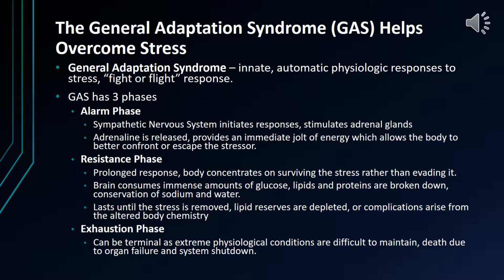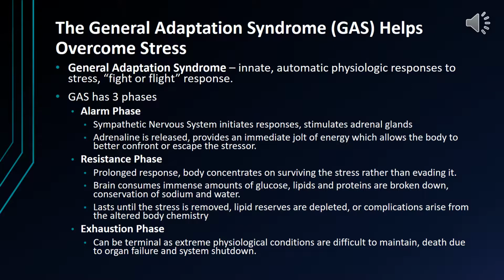Now we're going to go on a little detour and talk about general adaptation syndrome, or GAS, which helps us to overcome or deal with stress. General adaptation syndrome is an innate, automatic, physiological response to stress, which is also referred to as the fight or flight response. GAS occurs in 3 phases. In the alarm phase, the sympathetic nervous system initiates responses and stimulates the adrenal glands. The adrenal glands then release adrenaline, and this provides an immediate jolt of energy, allowing the body to better confront or escape the stressor.